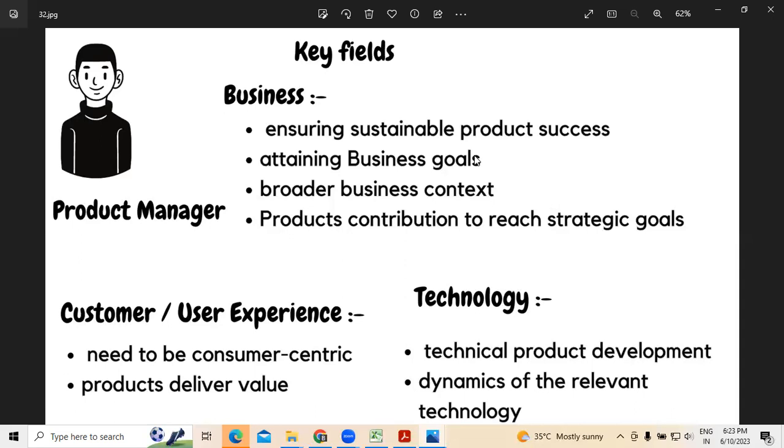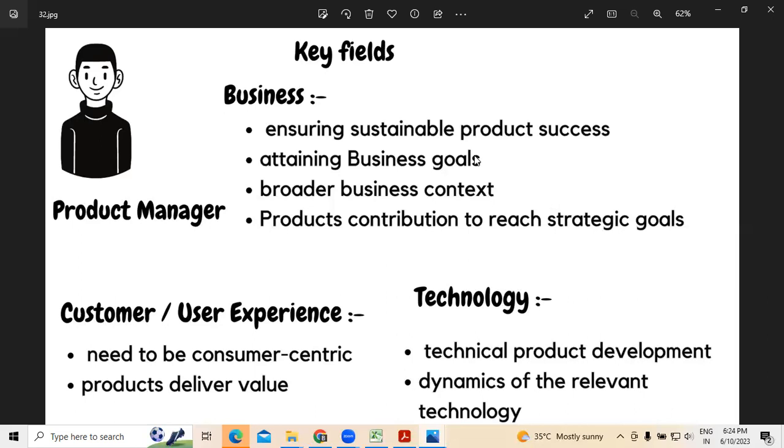Second point, customer and user experience. As I already mentioned in the responsibilities earlier, it must be customer-centric, because at the end of the day, your product has to be accepted by the user. If a customer is not accepting your product, then there is no value for that. Customer has to use it, appreciate it, and refer it, then only your product will have longevity. Next, this product should have a value. I already mentioned it earlier.